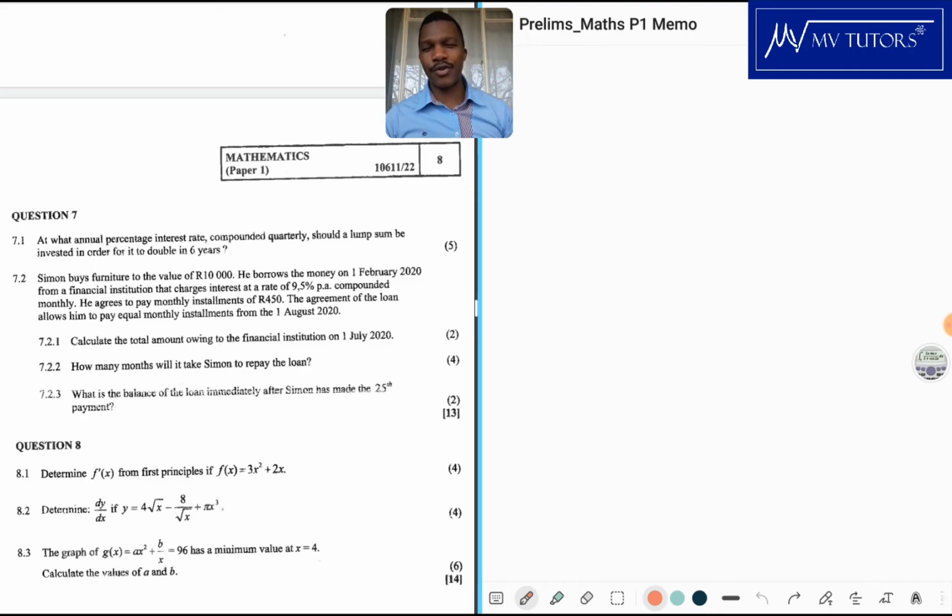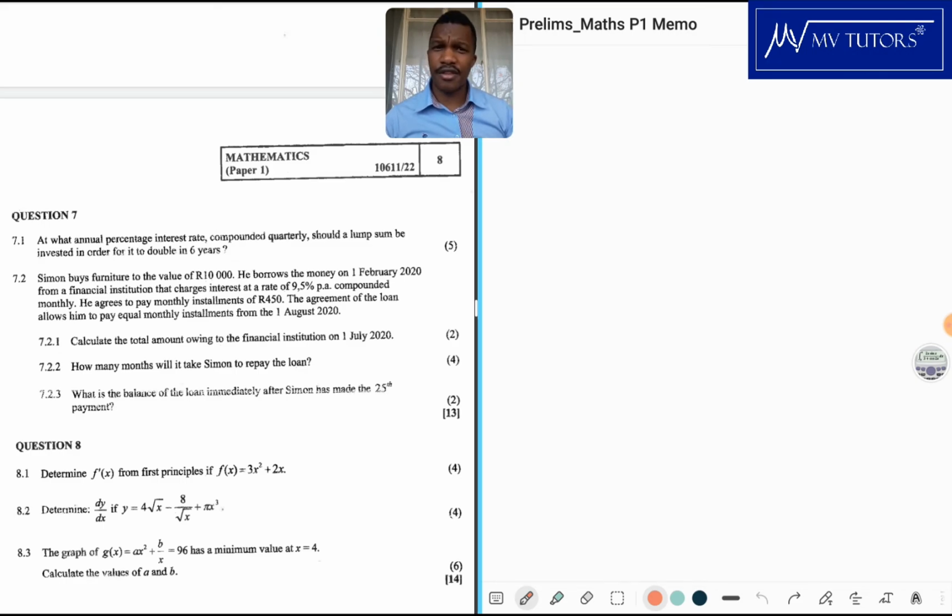So, we are doing this paper. This paper was just written yesterday, so we are literally doing this memo without actually receiving the actual memo. So, this is just us doing the best answers that we think are in the memo. If there is any mistake, please do put it down in the comment section. We are open to being corrected.